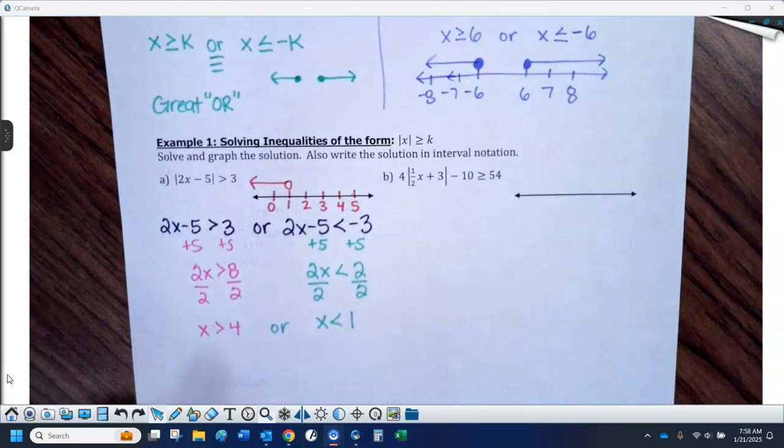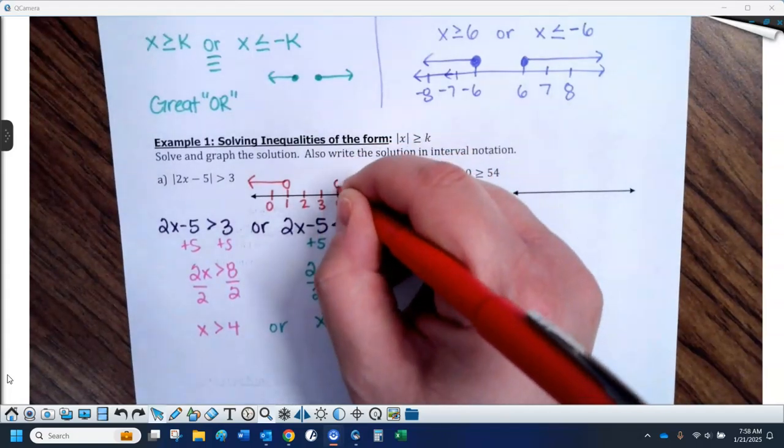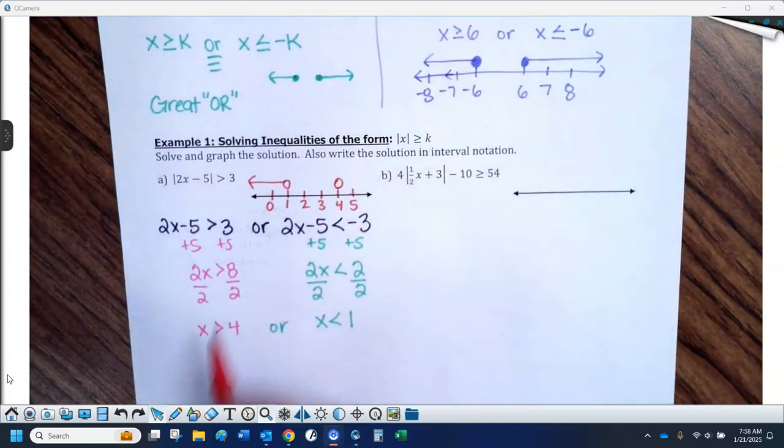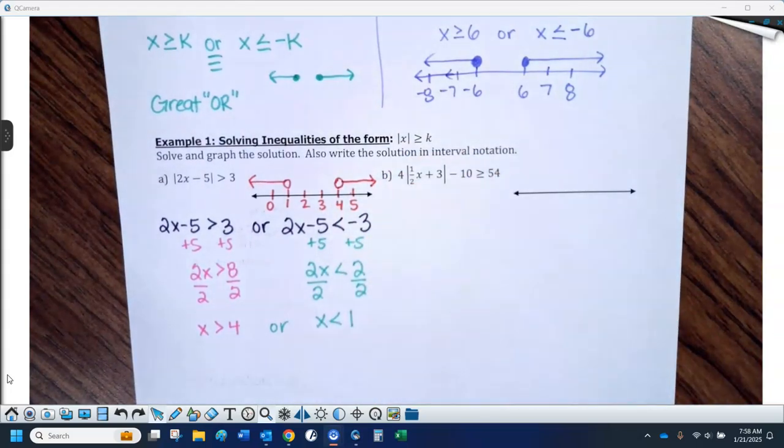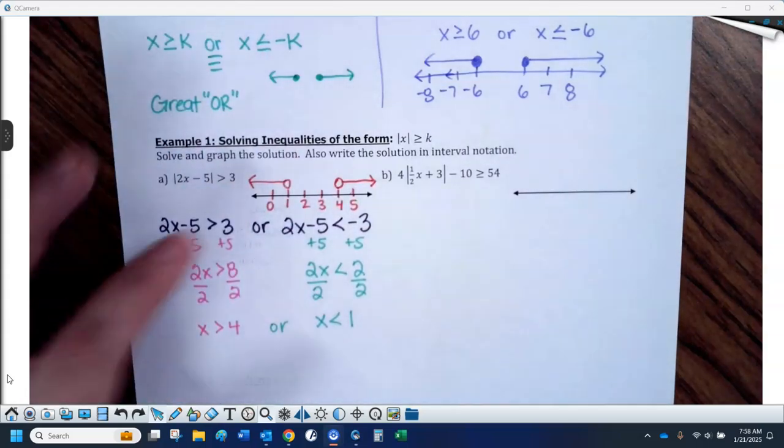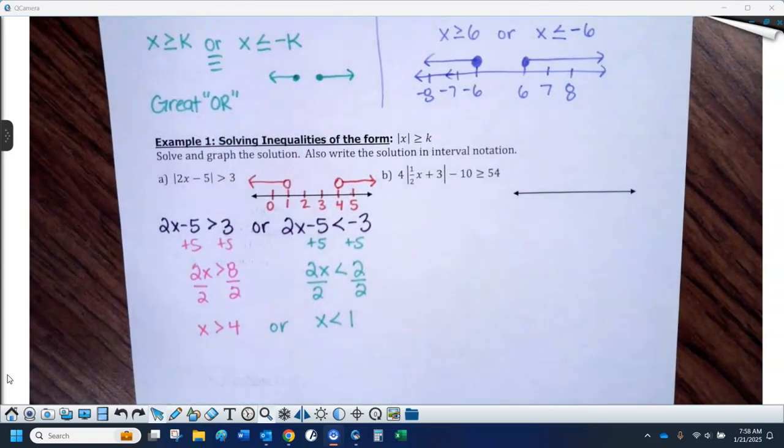For this part of it, x is greater than 4, so open circle again here. And any number bigger than 4, greater than goes to the right, so those would point away from each other. And so any number that falls into either one of those categories, if you plug it in for x, it'll make that inequality true.